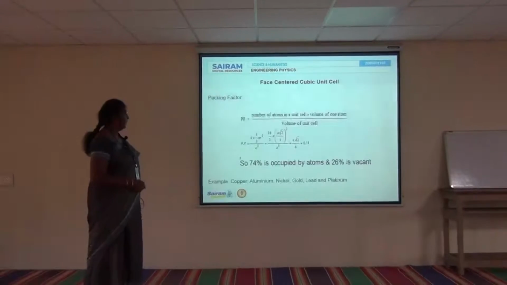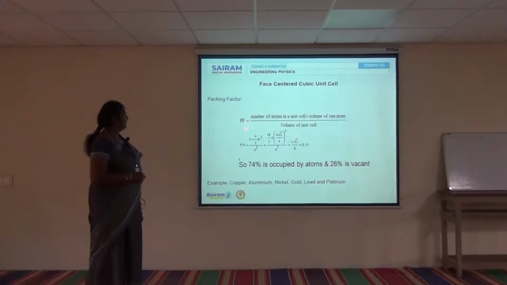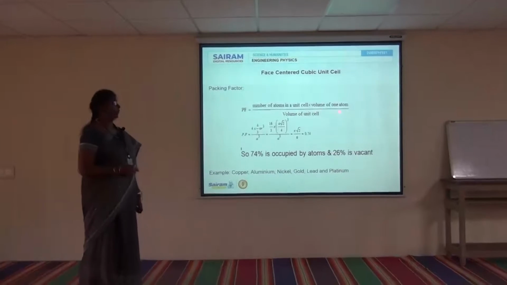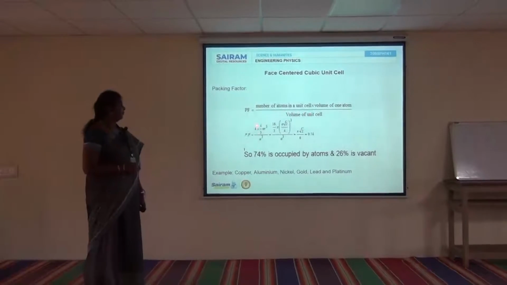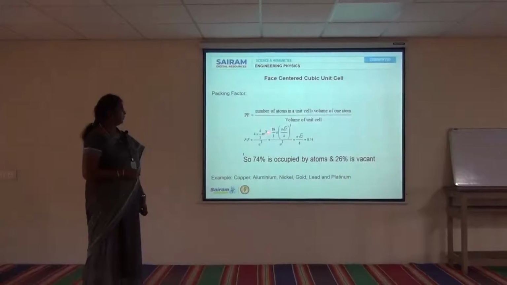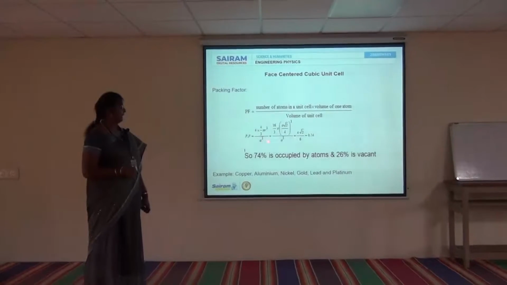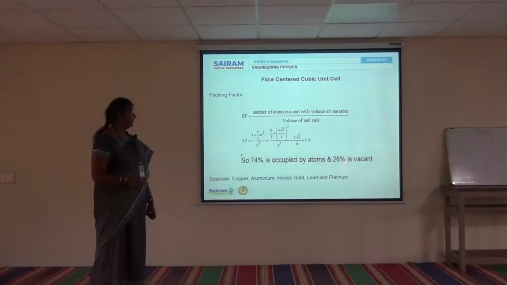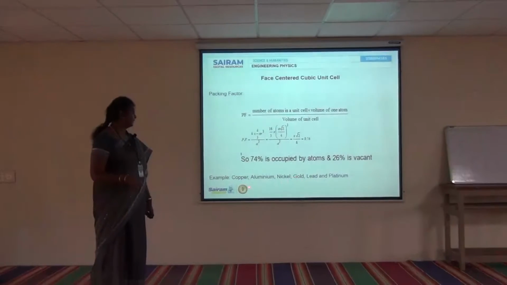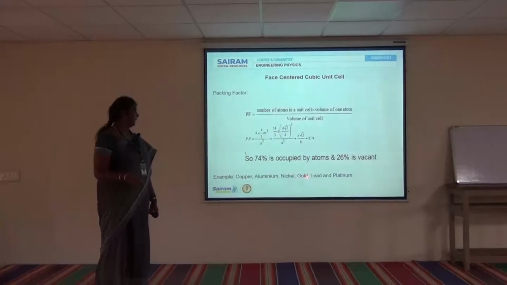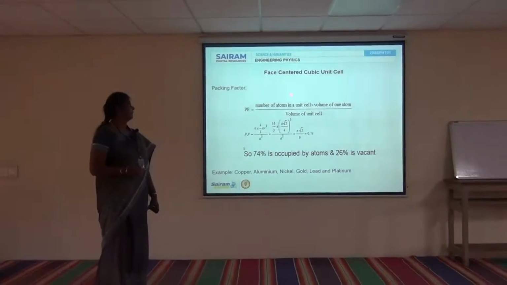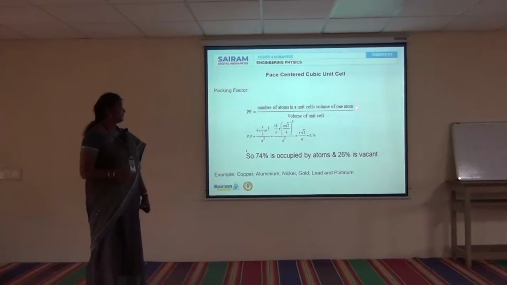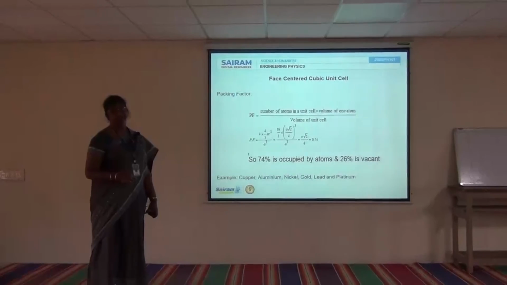And finally, we are going to end with packing factor. We know the definition: number of atoms in a unit cell into volume of atom divided by volume of a unit cell. In FCC, we have 4 atoms, and the volume of an atom is 4 by 3 pi r cube, divided by the volume of a cube, which is a cube. Substituting, we get 0.74. So 74% is occupied by atoms, and the remaining 26% is vacant. I have given examples: copper, aluminium, nickel, gold, lead and platinum have the FCC structure. Out of these, simple cubic, body centered and FCC are closely packed structures. Thank you.